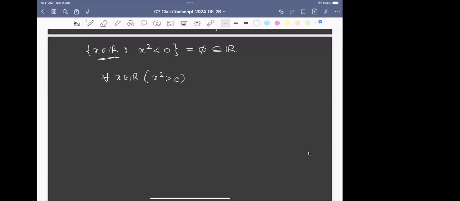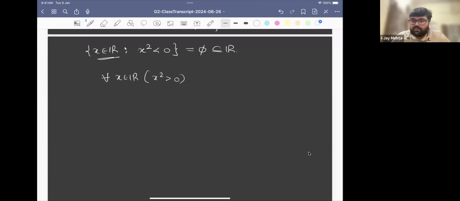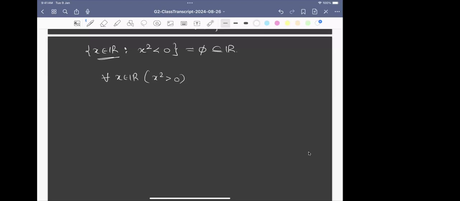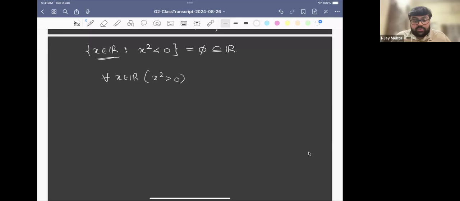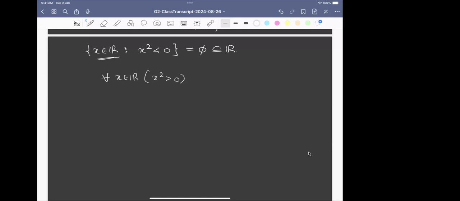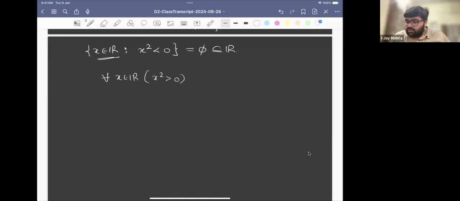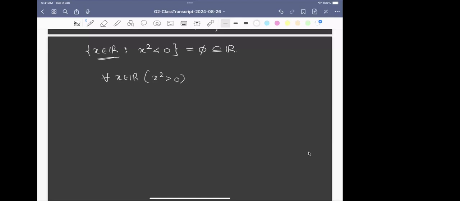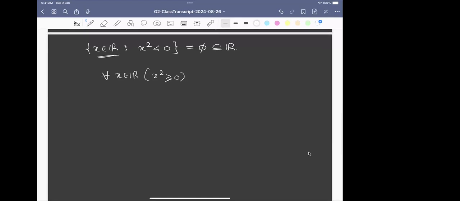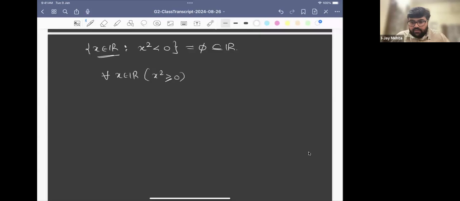But then why did you say R star? Which numbers are there? All positive integers will come. Negative ones will come too, right? Everything except zero will come. So is zero a real number or not? It is. So here we'll have x square is greater than or equal to zero, right?